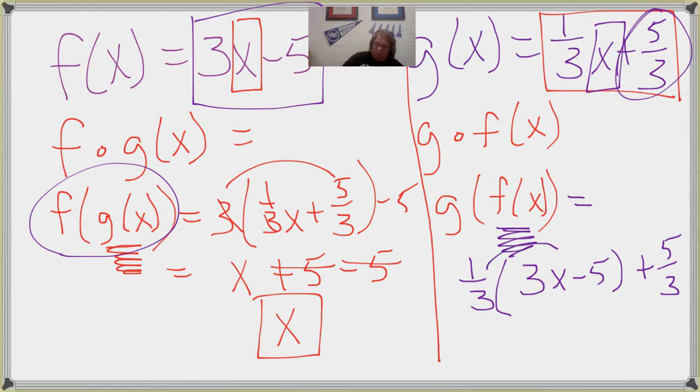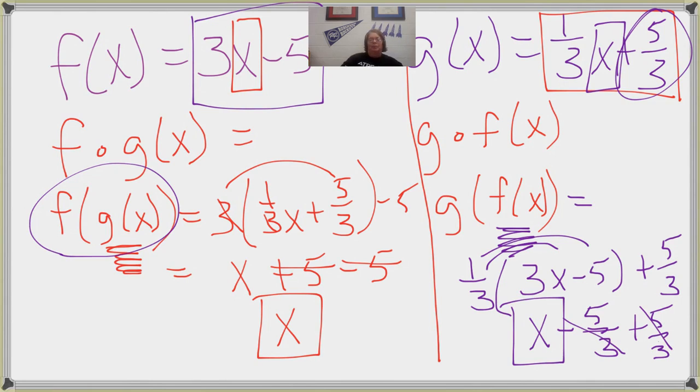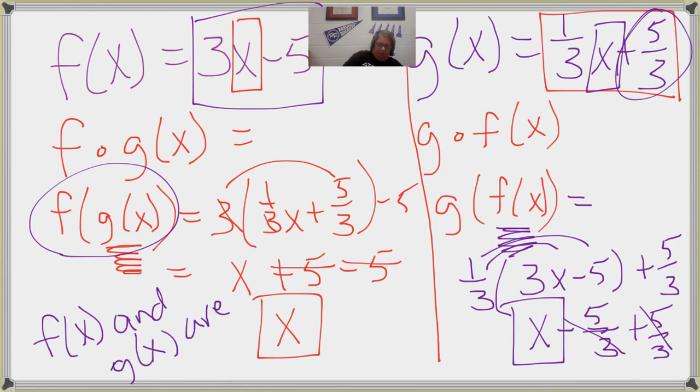Now, distribute. 1/3 times 3 is 1. 1/3 times -5 is -5/3. Bring down your plus 5/3. What happens? These cancel. What's left is x. Because f of g of x equals x and g of f of x equals x, then these are inverses. So f of x and g of x are inverses, are inverse functions.